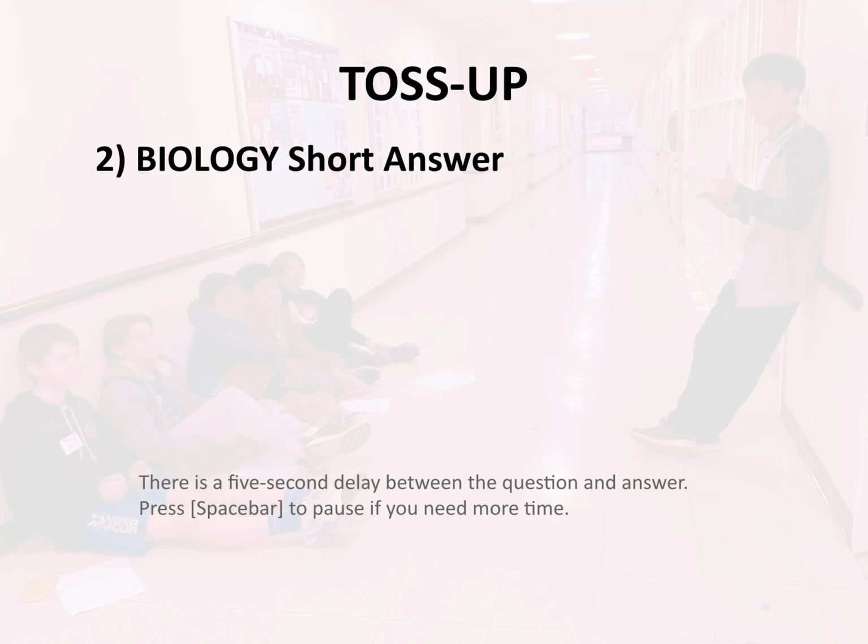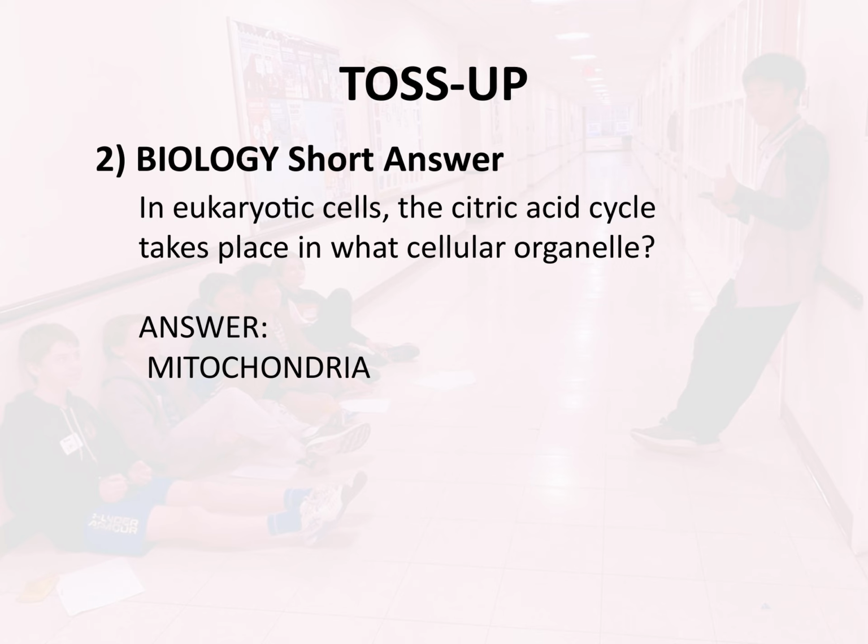Toss-up 2. Biology. Short answer. In eukaryotic cells, the citric acid cycle takes place in what cellular organelle? Answer. Mitochondria.